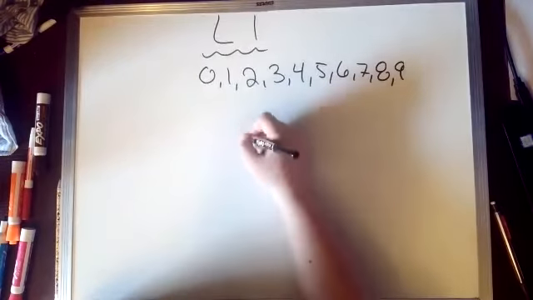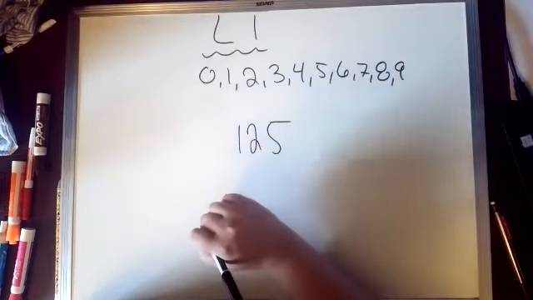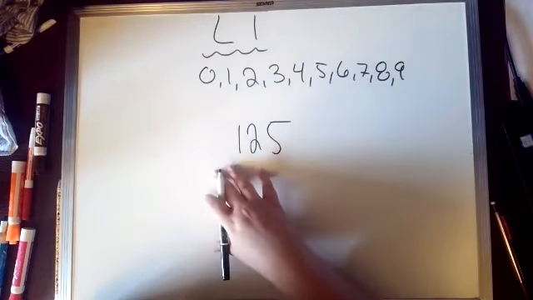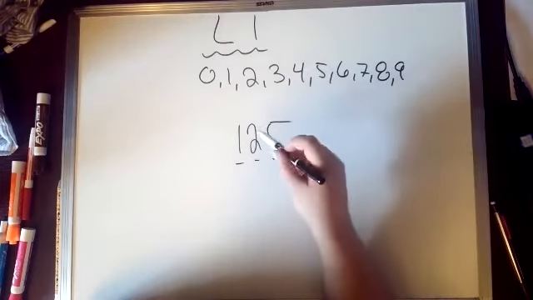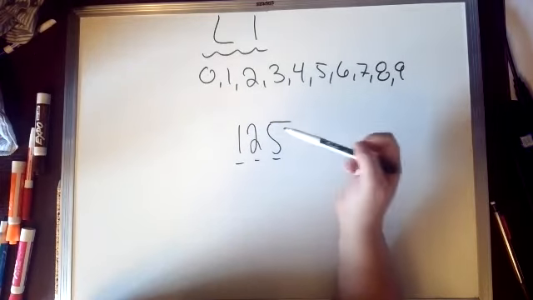So you have the number 125. 125 is a counting number. It has 3 digits making it up. And those digits are 1, 2, and 5.